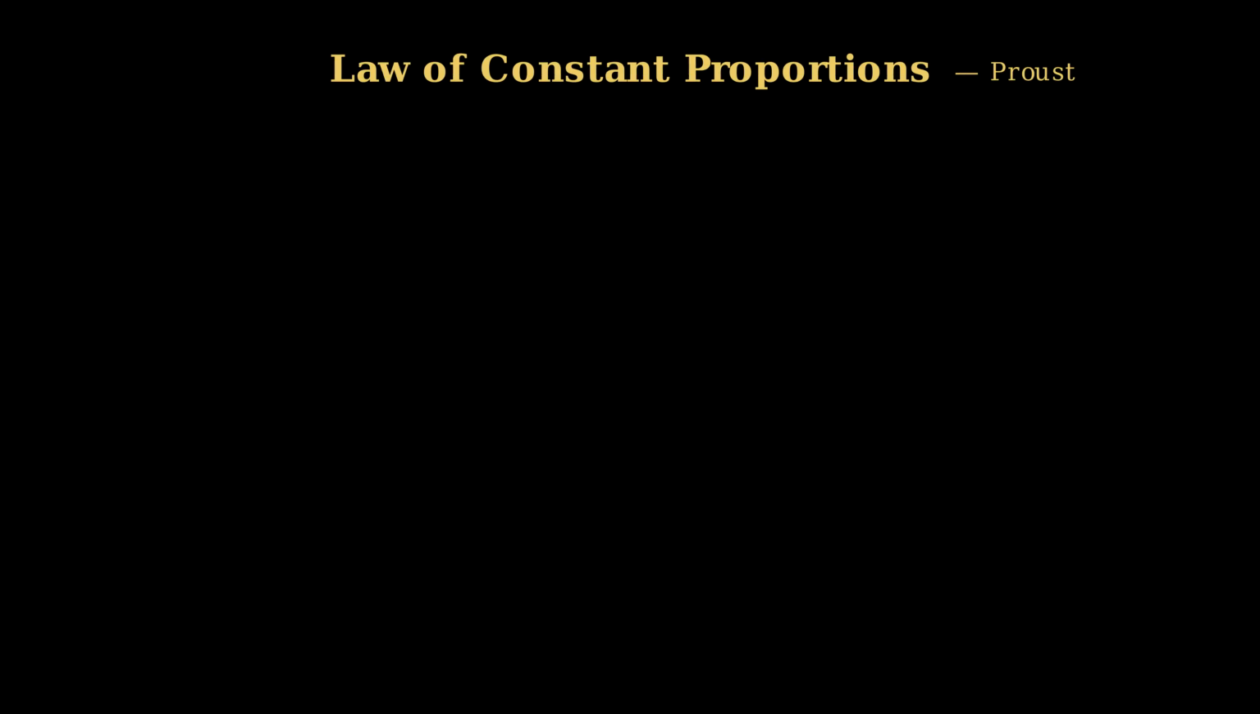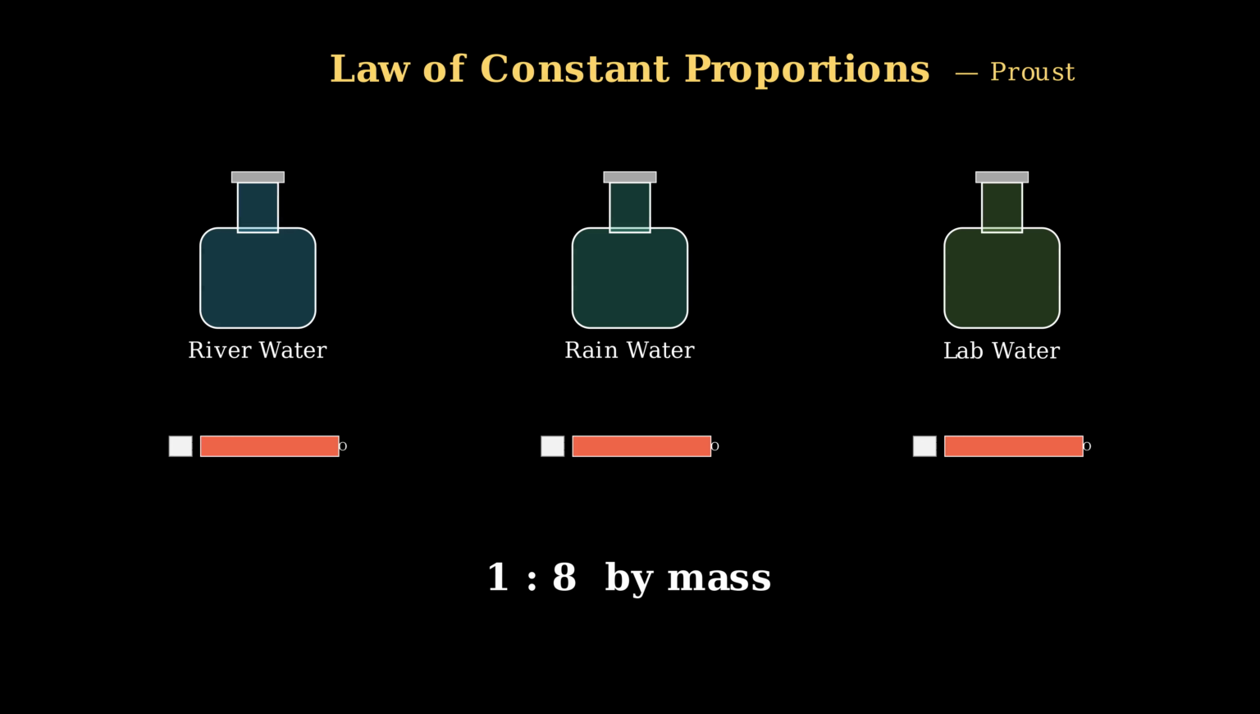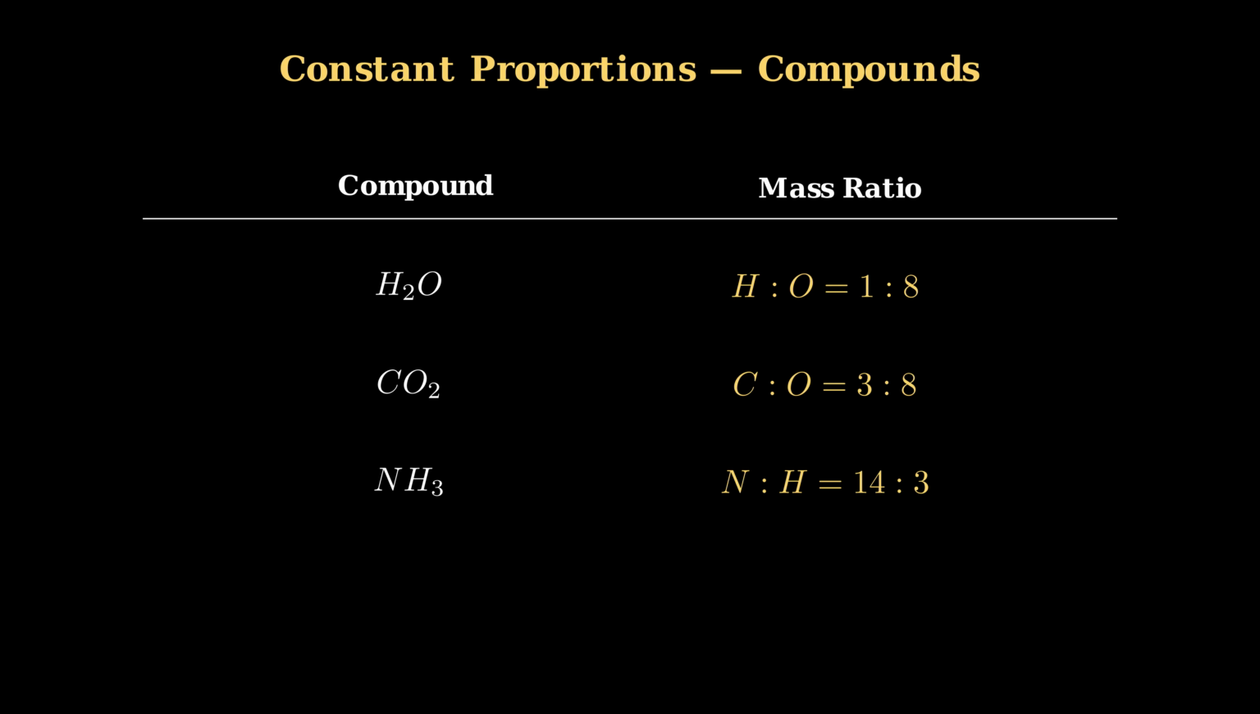The second law is Proust's law of constant proportions. No matter where you get water from, a river, a cloud, a laboratory, it always contains hydrogen and oxygen in the same fixed mass ratio, 1:8. This means elements always combine in fixed whole number mass ratios. The composition of a pure compound is constant, regardless of its source or how it was made.